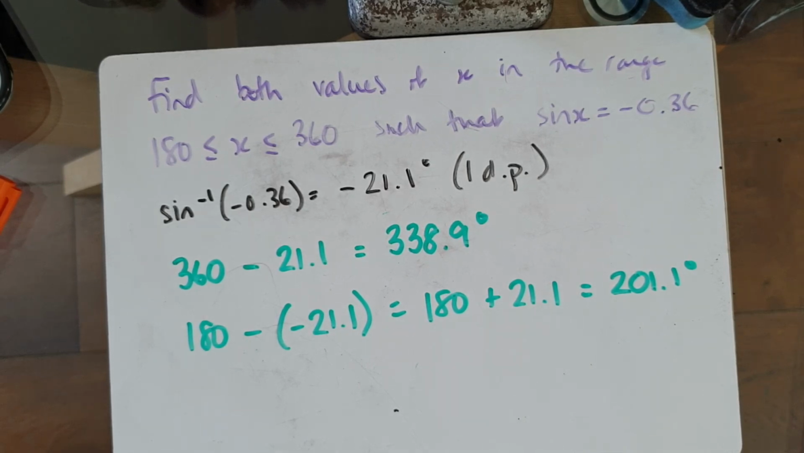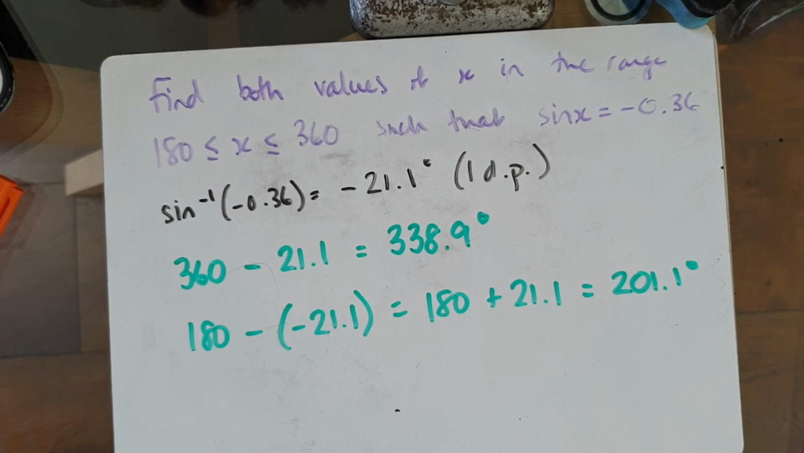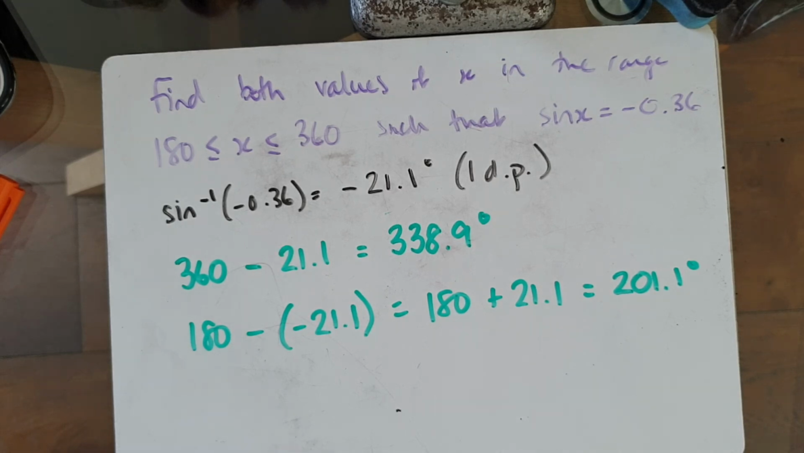We can check that on our calculators. So if you put sine of 338.9 degrees in, you should get negative 0.36. And if we do sine of 201.1, you should get negative 0.36. So that should now give you enough information to do the sheet on sine of obtuse and reflex angles. So have a go and let me know if you get stuck.